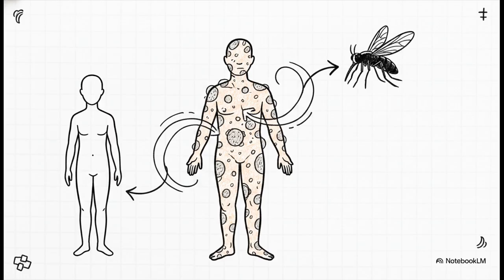In places like India and East Africa, up to 50% of cured patients can develop these skin nodules months or even years later. And the catch is, those nodules are absolutely packed with parasites. So, these PKDL patients act as the active human transmission reservoir. They are literally the ones keeping the endemic cycle alive.